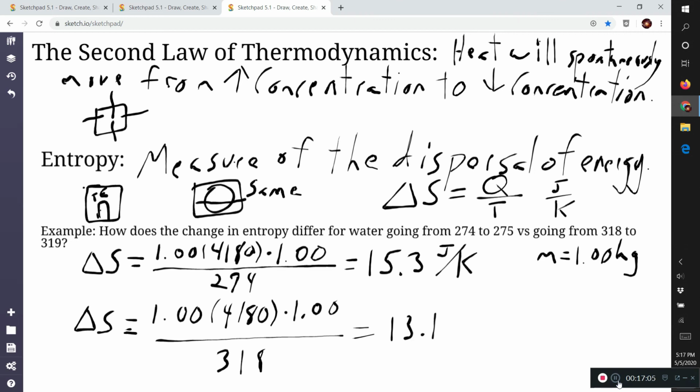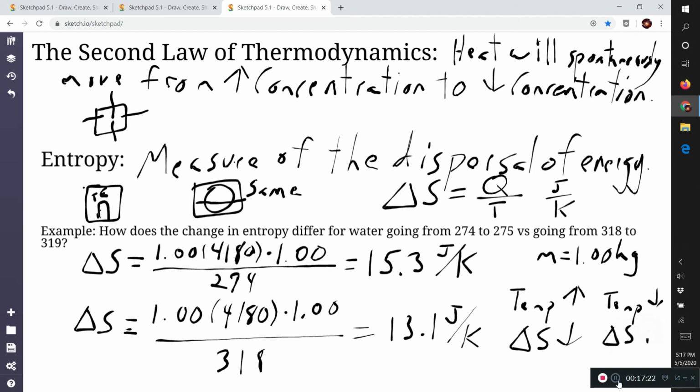So what that means is, as temperature goes up, the change in entropy goes down, and vice versa. As temperature goes down, the change in entropy goes up. So as you get closer and closer to absolute zero, as your temperature gets lower and lower, your entropy gets higher and higher. This leads us to a concept that as things get incredibly cold, the amount of dispersion, the amount of essentially flatness of energy in the system increases greatly.